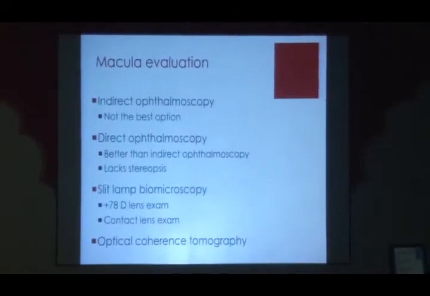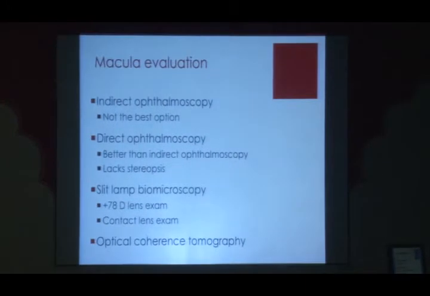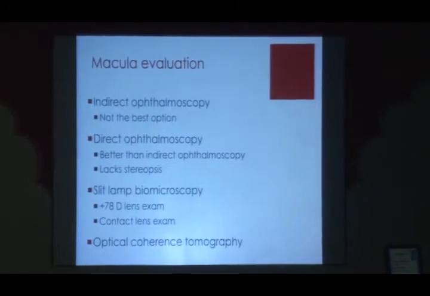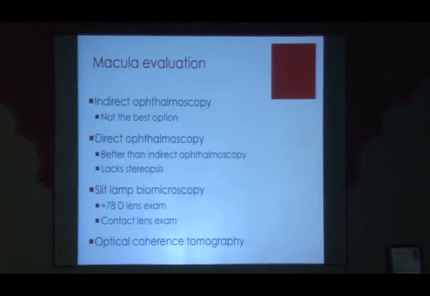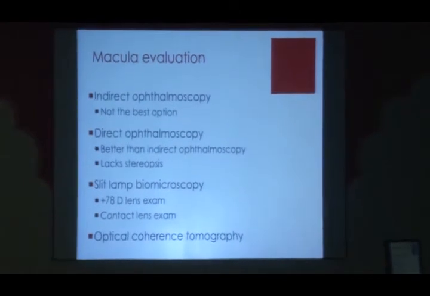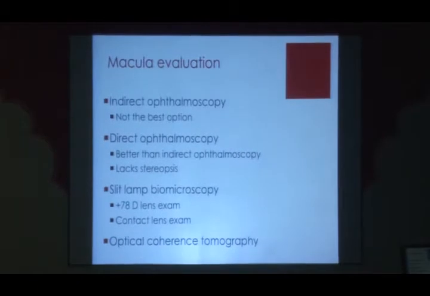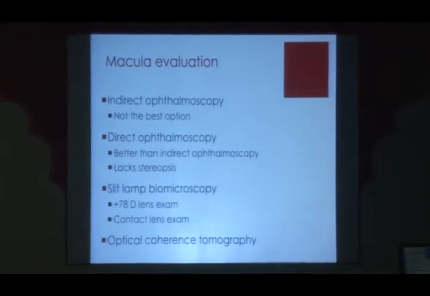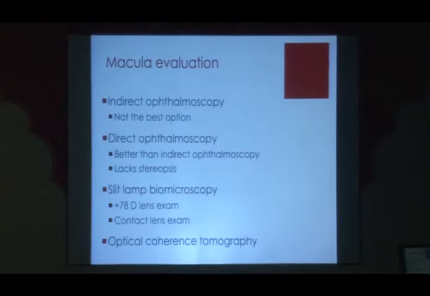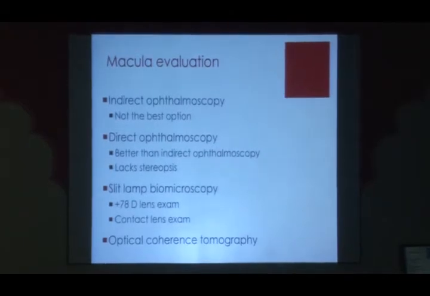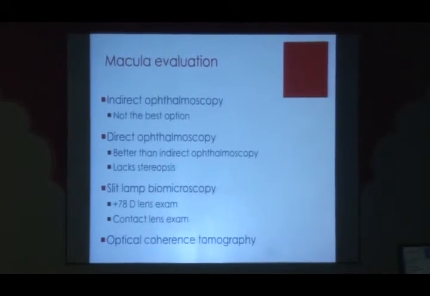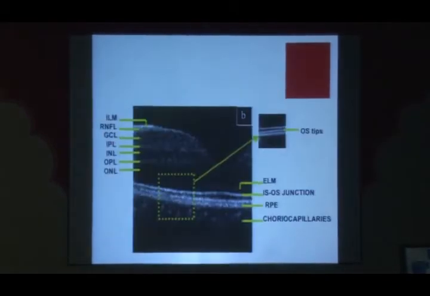First, for macular evaluation, as you already heard in the first talk, you can use various methods like indirect ophthalmoscopy, which is not the best option for evaluating the macula. Direct ophthalmoscopy is better than indirect, but perhaps lacks stereopsis. Slit lamp biomicroscopy is the way we go about it in the clinic, and contact lens examination always gives you better resolution than non-contact lens examination. OCT, of course, will give you micron-level resolution. This has already been dealt with, so I don't think I will go into the details.